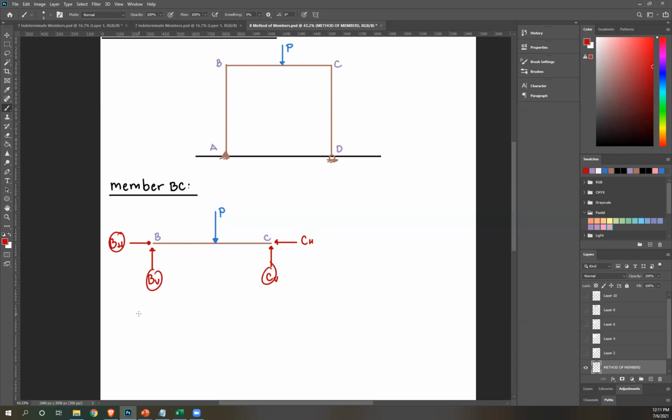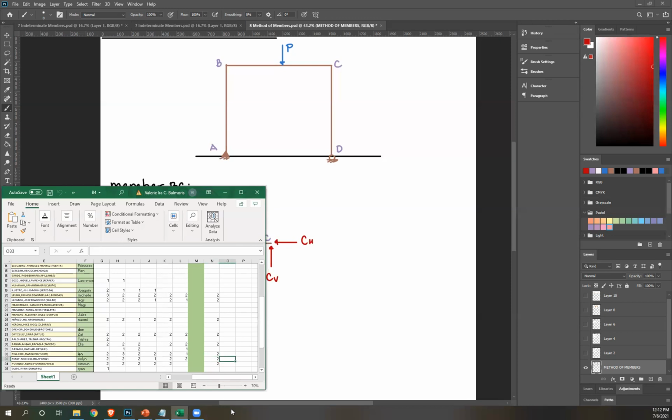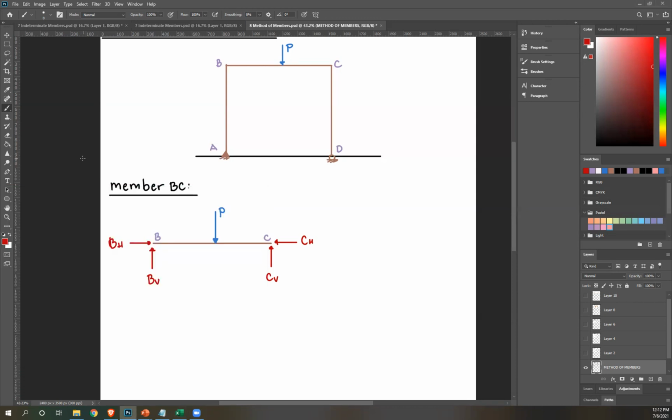We have 4 unknowns. Can anybody tell me how many equilibrium equations we have? Very good, Francisco and Colin Legado. So we have 3. Summation of forces, horizontal 0, vertical 0, and moment 0. So we only have 3 equations that we can use. 3 equations for 4 unknowns.